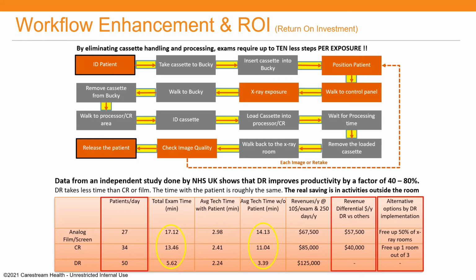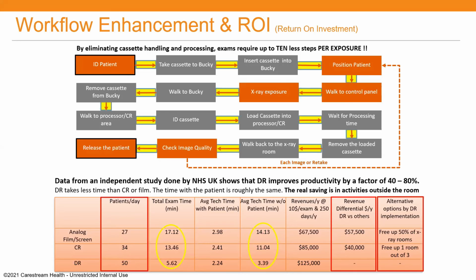But when you look into the other activities done outside the patient, there is a big improvement when you move to DR. So the total exam time moved from an average of 17 minutes down to something more than 5 minutes per exam. And basically, customers that moved to DR could improve their efficiency 3 times. That's really astonishing.